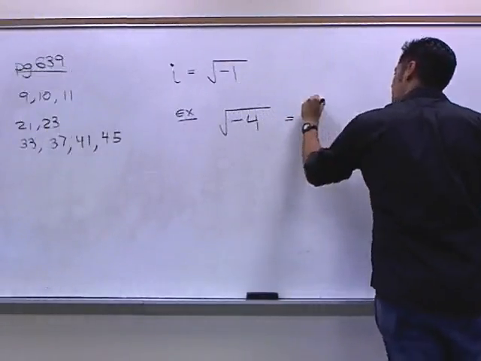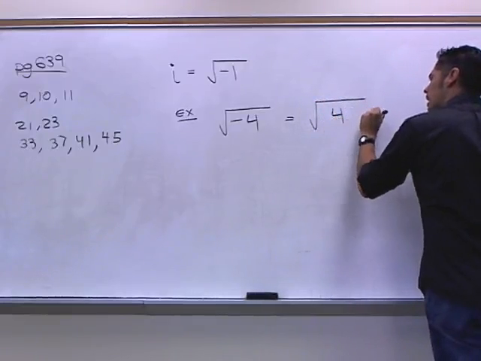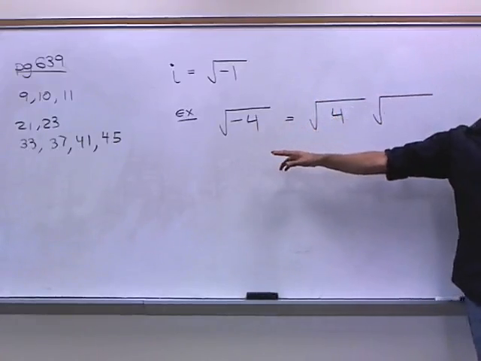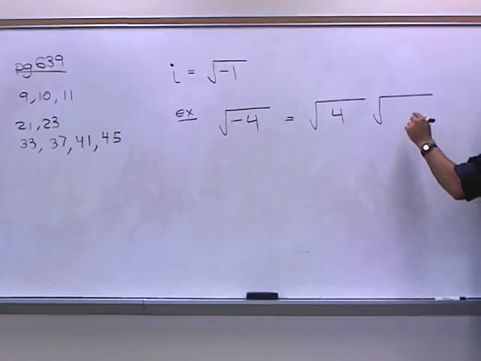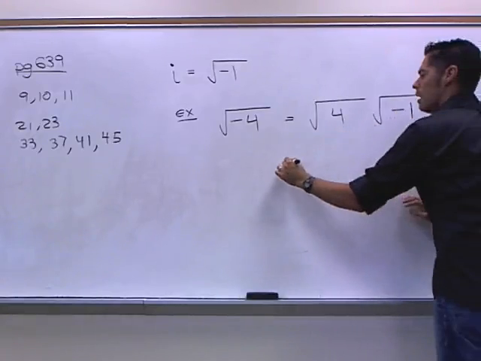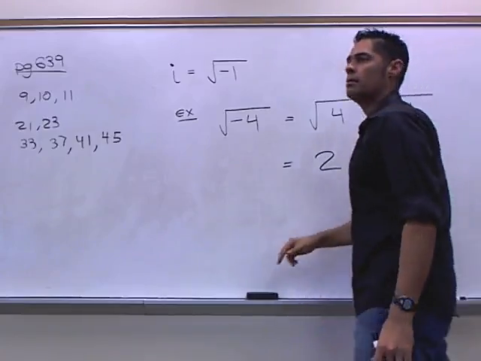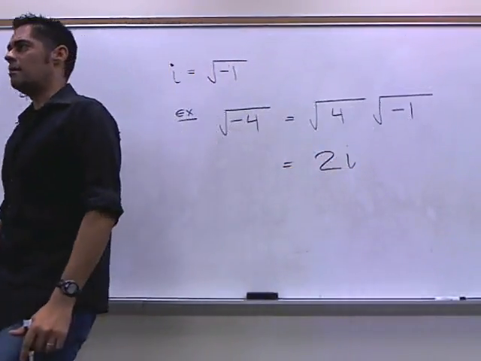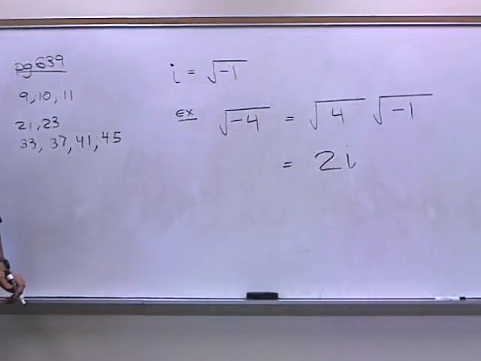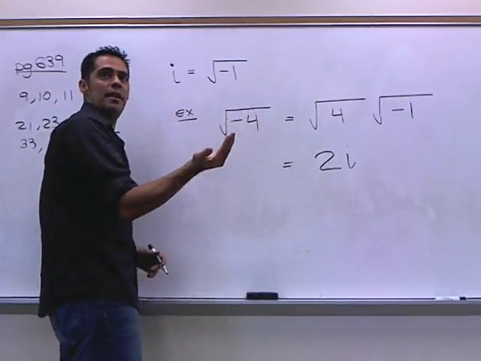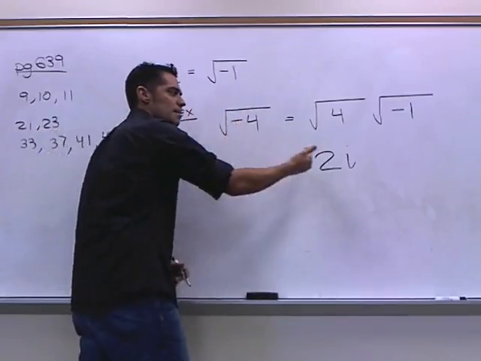We can first split this up into 2 radicals, rewriting -4 as 4 times -1. Now what's the square root of 4? 2. And what's the square root of -1? i. So the answer is 2i. If I asked you what's the square root of 4, you'd say 2, but as soon as I put a negative in there, it becomes an i.